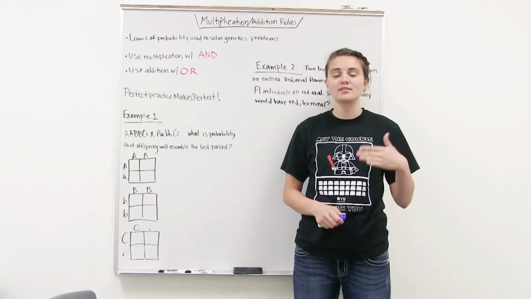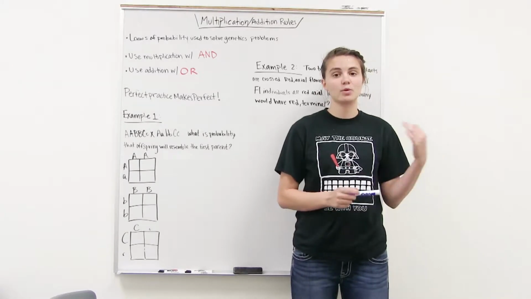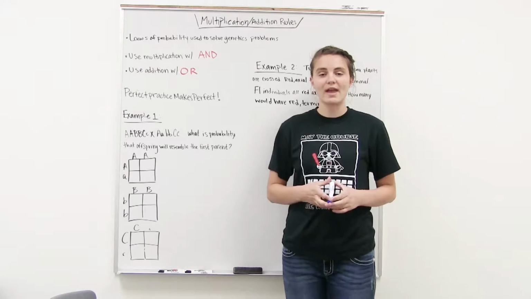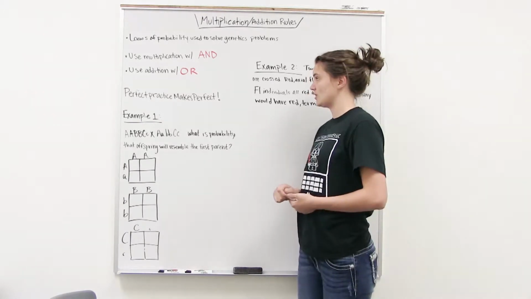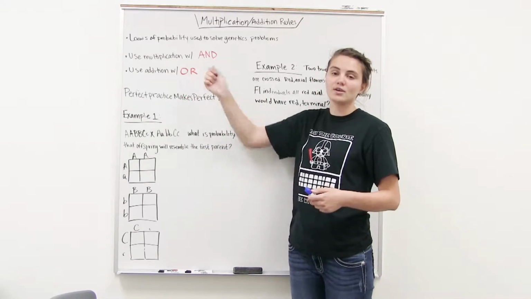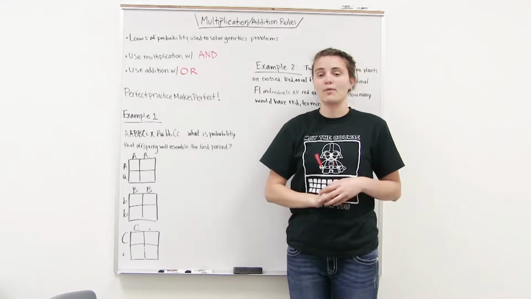Experiments with lots and lots of trials have shown that our numbers tend to be right on, but again, it's probability. There's always random chance that can influence that. So we have two rules that we use with probability. One is the multiplication rule and one is the addition rule. We use the multiplication rule when we hear the word and. We're dealing with things that involve and. We use the addition rule when we're dealing with or.